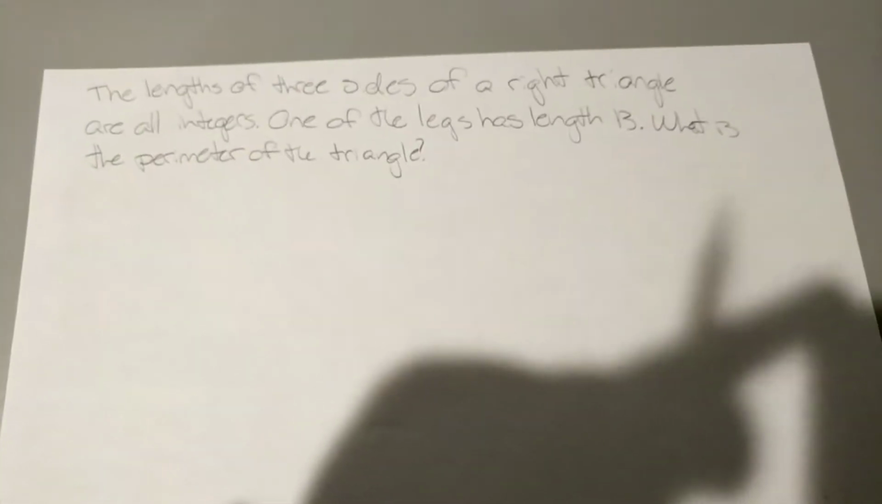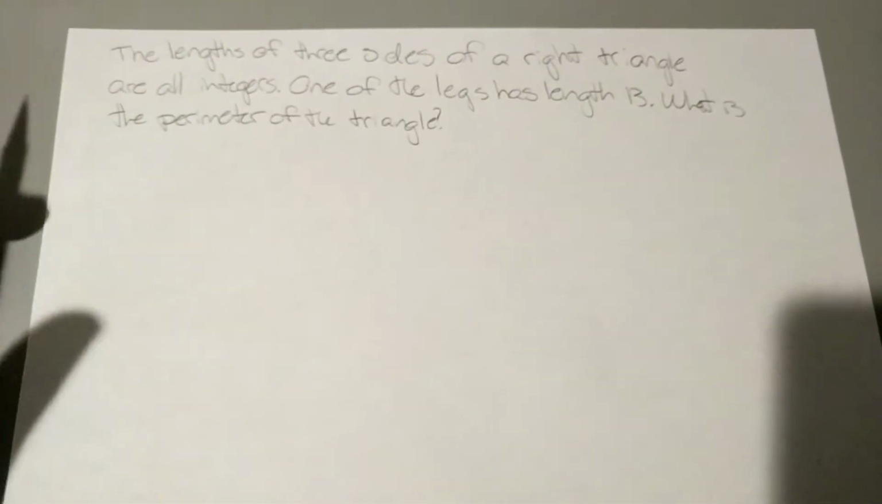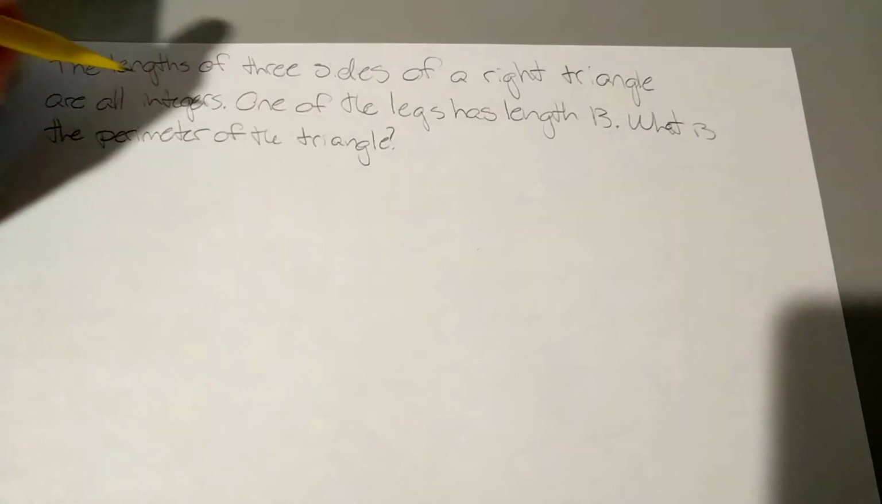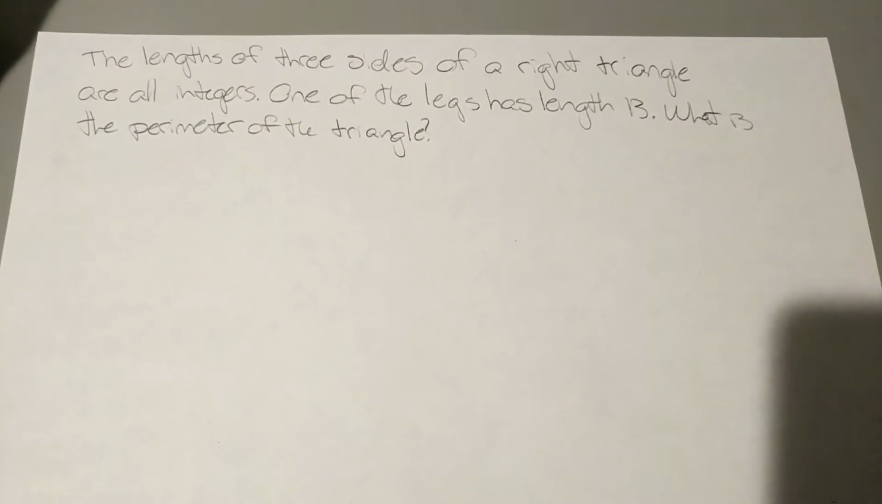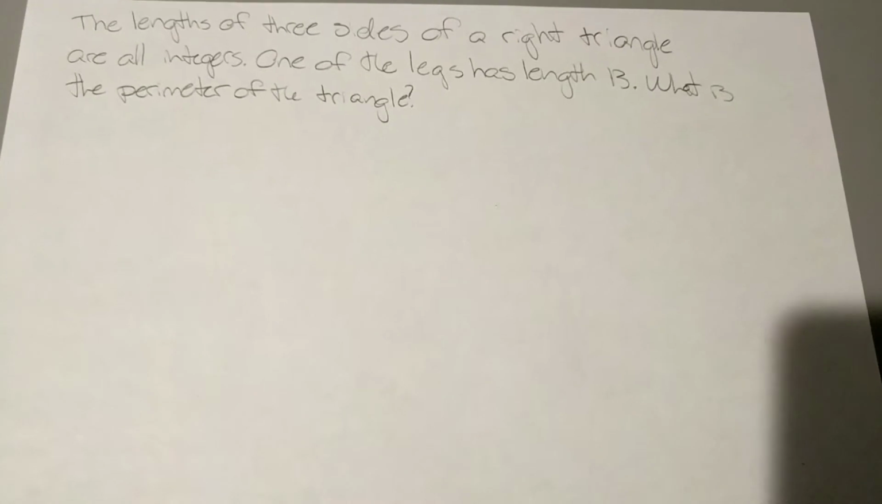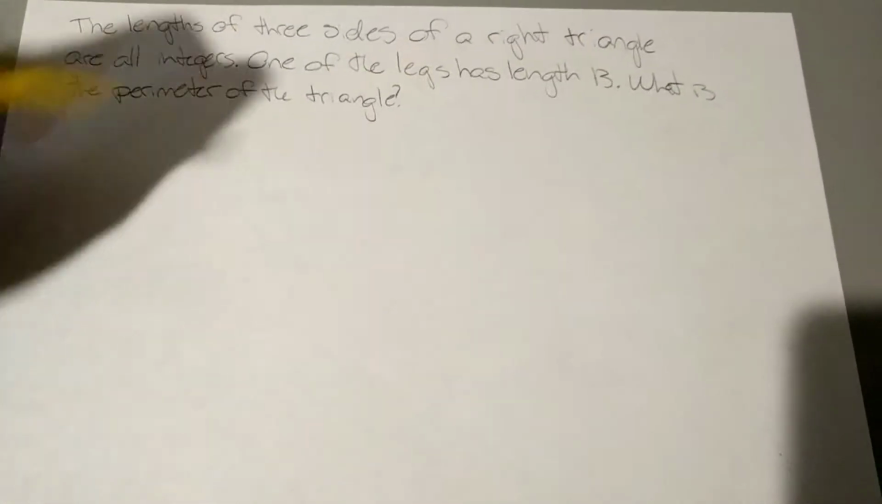Hello, this is another example from the 2010 AMC 10 Prep Book Volume 1. The lengths of three sides of a right triangle are all integers. One of the legs has length 13. What is the perimeter of the triangle?